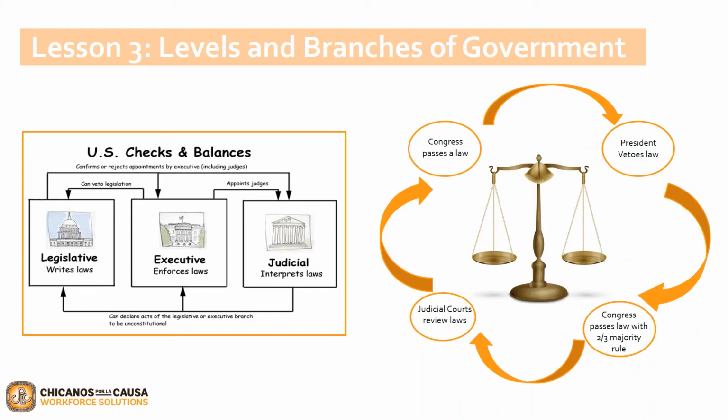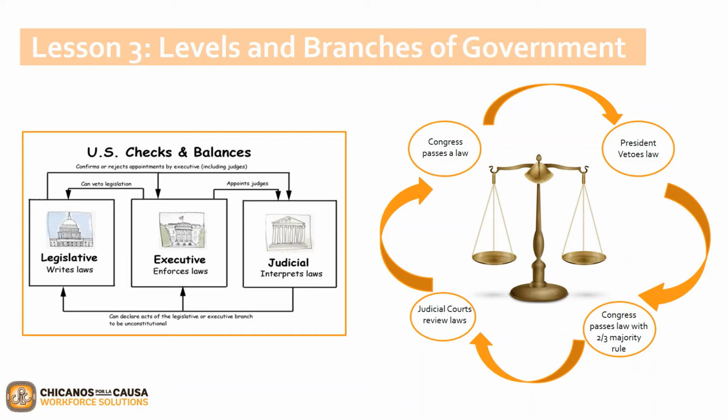Each branch also has the power to act in ways that affect the other branches. If you look at the diagram, the branches keep tabs on each other to make sure that they are acting accordingly and fairly. For example, Congress creates a law, and then the president has the ability to sign it into law or to veto it. Let's say in this case, the president vetoes it, which means that it stops right there. It does not come into effect.